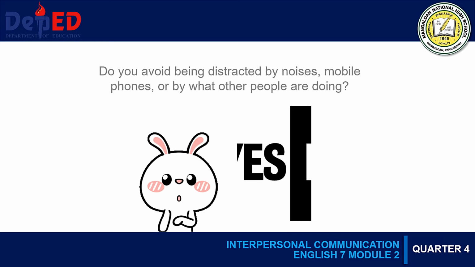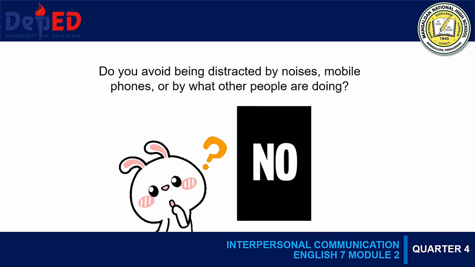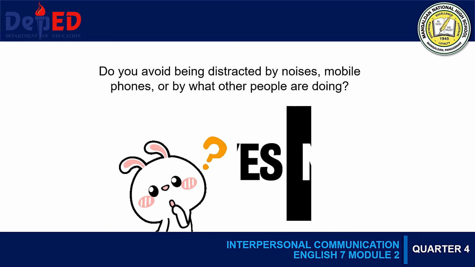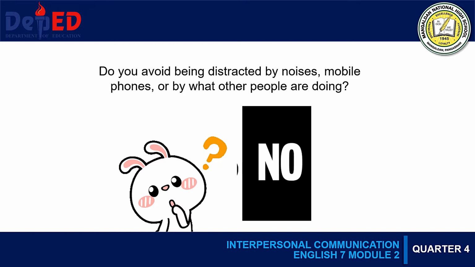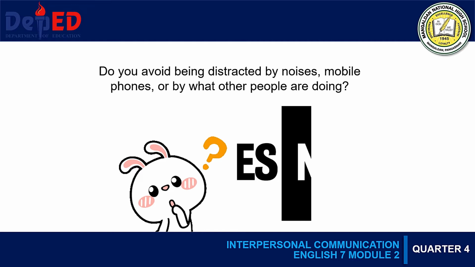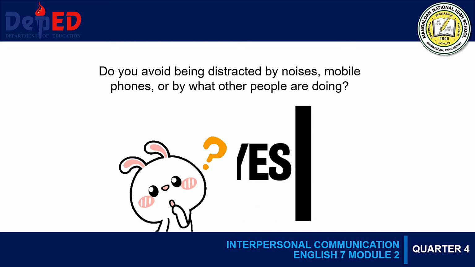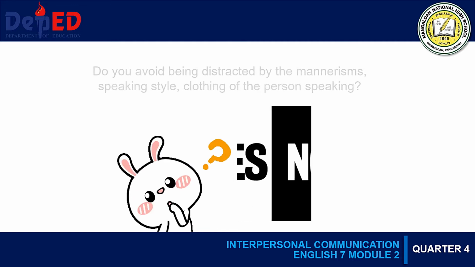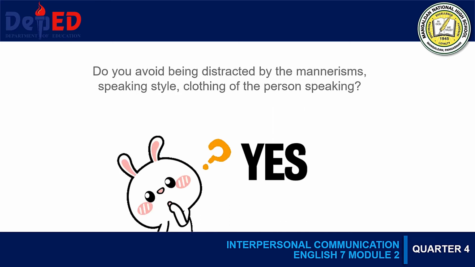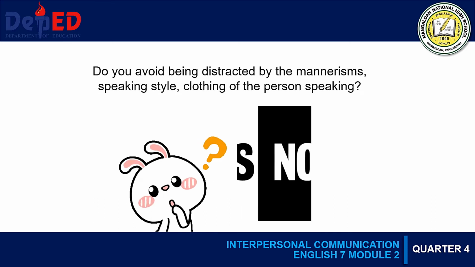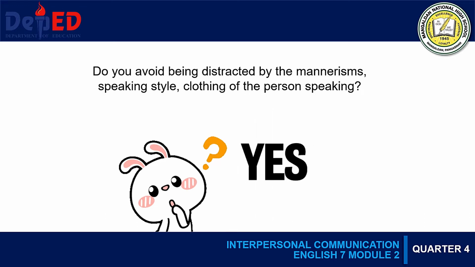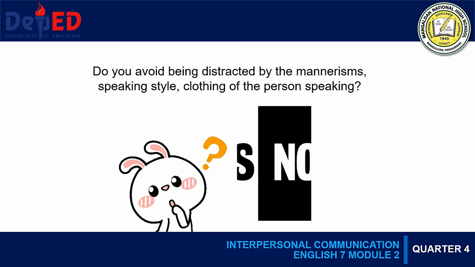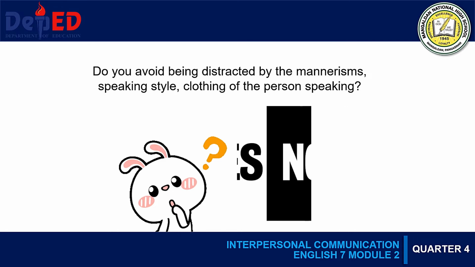Fourth question. When talking to someone, do you avoid being distracted by noises, mobile phones, or by what other people are doing? Fifth question. When talking to someone, do you avoid being distracted by the mannerisms, speaking style, or clothing of the person speaking?